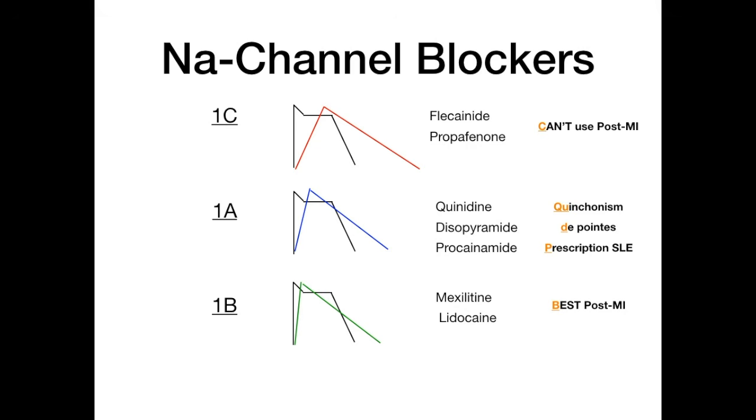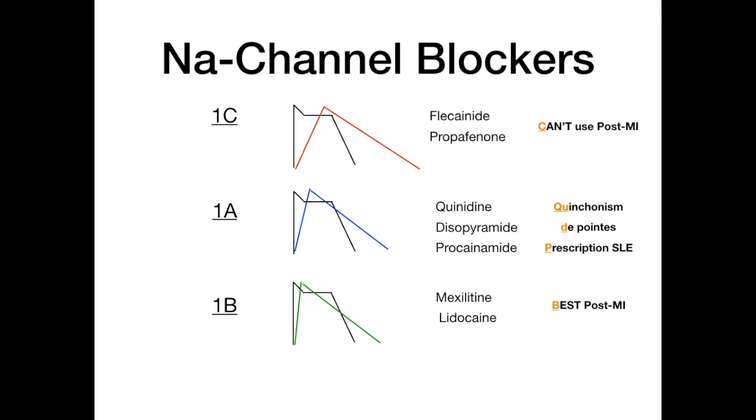Disopyramide can cause de pointes or torsades de pointes. D in disopyramide, D in de pointes. And then procainamide causes prescription-induced, also known as drug-induced lupus. So prescription-induced SLE, the P in prescription for the P in procainamide. And then your 1B agents, really the only thing that you need to know is that they're the best post-MI. So B for best post-MI.